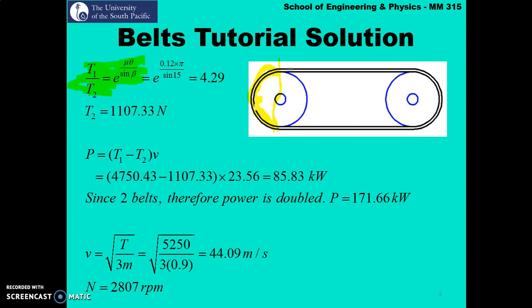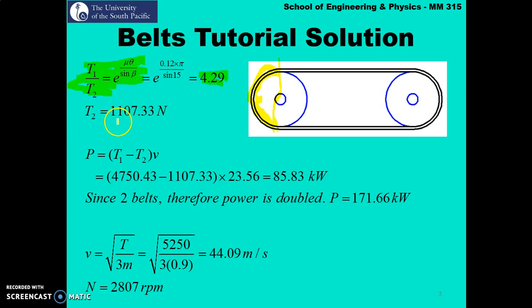To convert that 180 degrees to radians, it is 180 over 180 times pi. So you simply get pi as your wrap angle in radians, divided by sine 15, because the included angle, which is 30 degrees, is 2 beta. So beta is simply 30 divided by 2, which is 15. Once you carry out this tension ratio, you get that T1 over T2 is equal to 4.29.